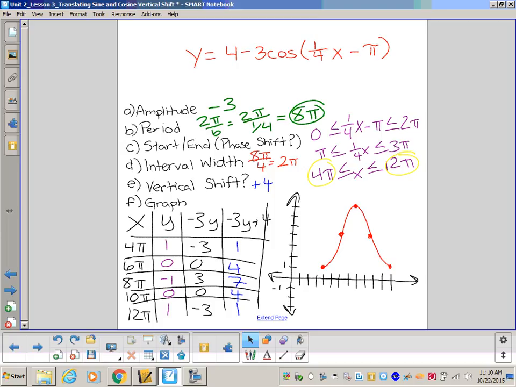So if you're stuck with sine or cosine, you have till Wednesday to figure it out before the quiz.